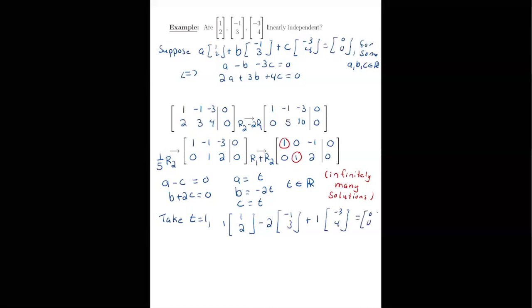So indeed, I do have a non-trivial solution. 1, negative 2, 1 is indeed a non-trivial solution. So my conclusion here is yes, there is a non-trivial solution.